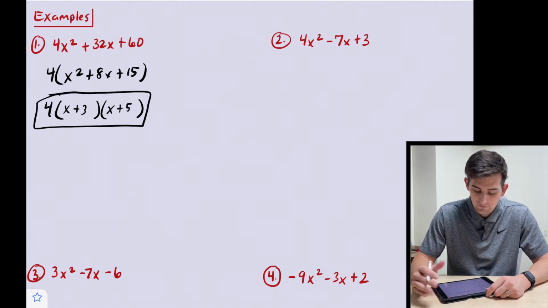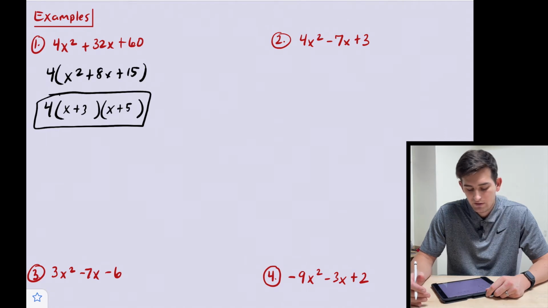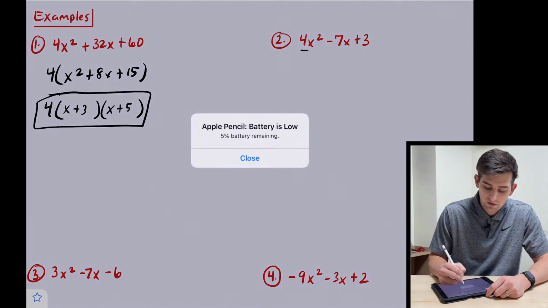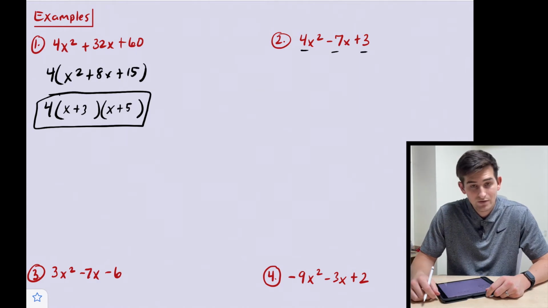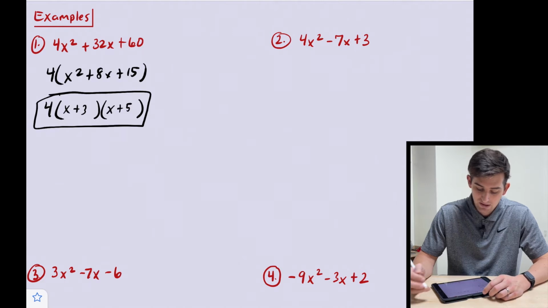Number two, we have 4x squared minus 7x plus 3. If we look at our terms, we have 4, negative 7, and 3, and we don't have a GCF we could factor out. So here's where this magic x is going to come into play.